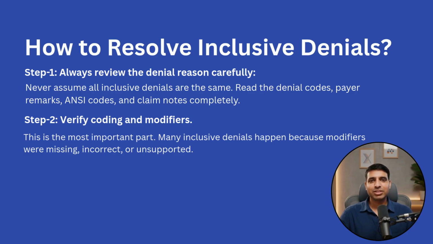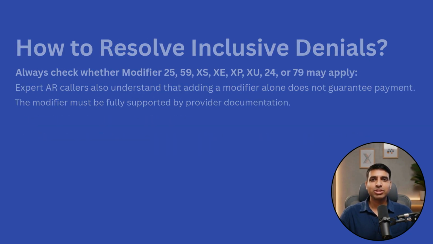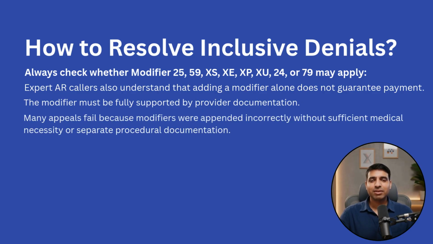The second step is verify coding and modifiers. This is the most important part. Many inclusive denials happen because modifiers were missing, incorrect, or unsupported. Always check whether modifier 25, 59, XS, XE, XP, XU, 24 or 79 may apply.